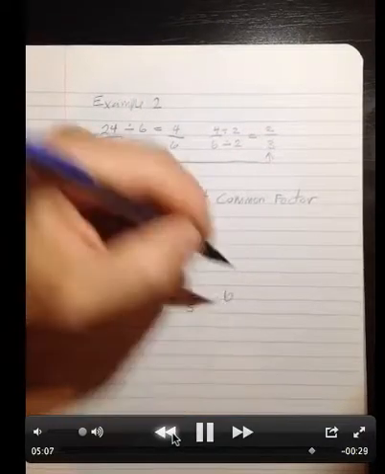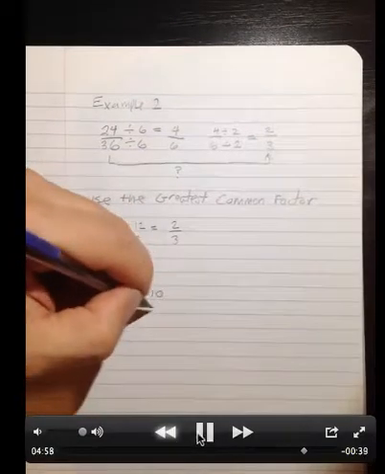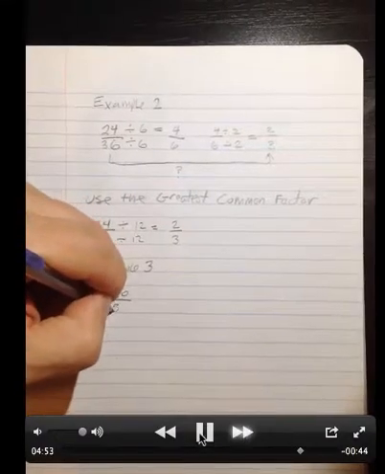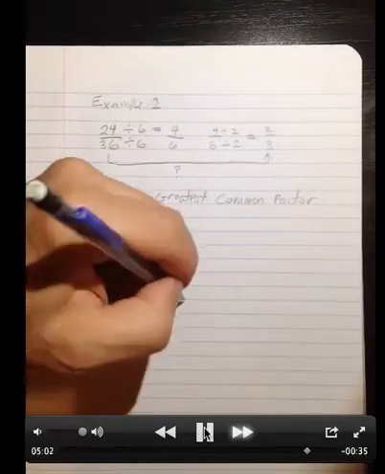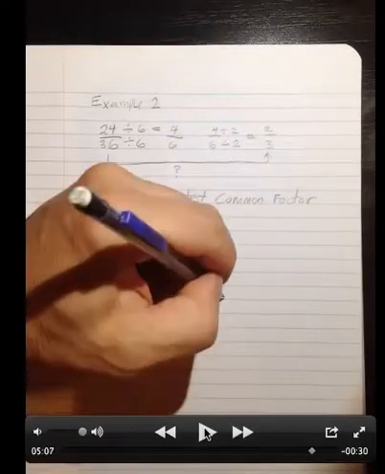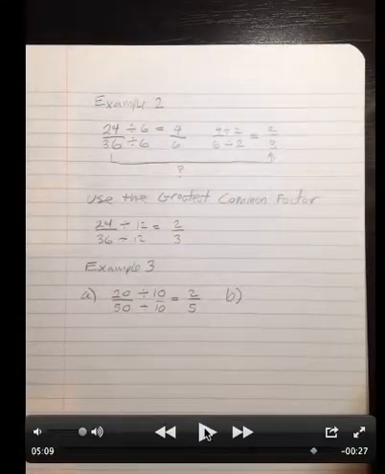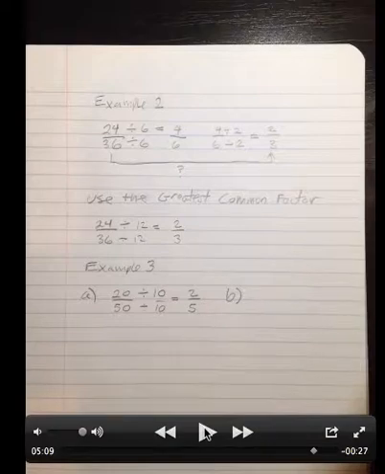Okay, sorry for the delay. 20/50ths. 10 is the biggest factor that goes into both 20 and 50. So if we divide 20 by 10, we get 2. 50 by 10, we get 5.